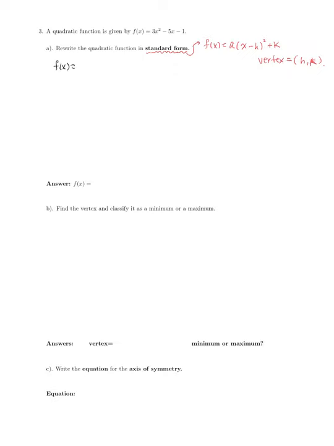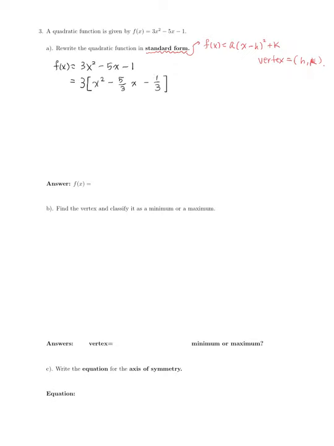f of x equals 3x squared minus 5x minus 1. Now, in order to complete the square, the leading coefficient has to be 1. So in that case, we're going to have to factor the 3 out. So let's rewrite the whole f of x by factoring out the 3. Here you're going to have 3 times x squared minus 5 over 3 x, and then what? And then minus 1/3.